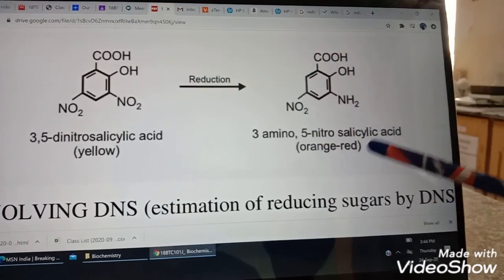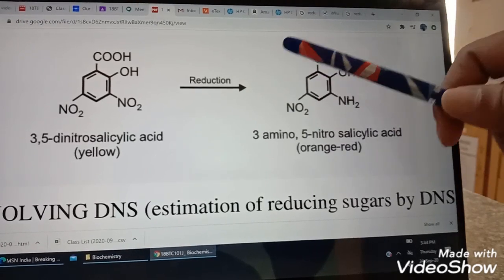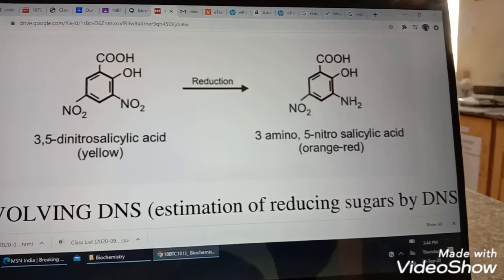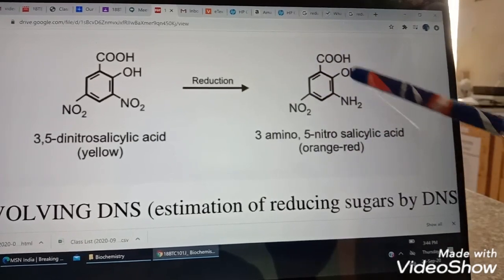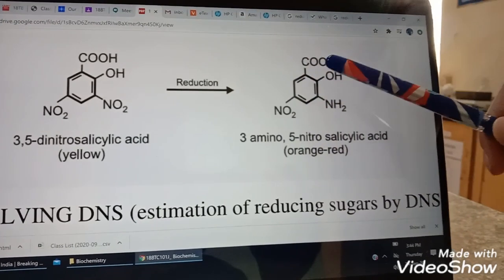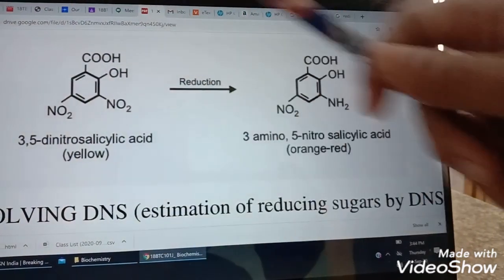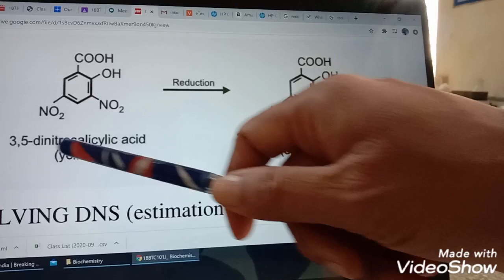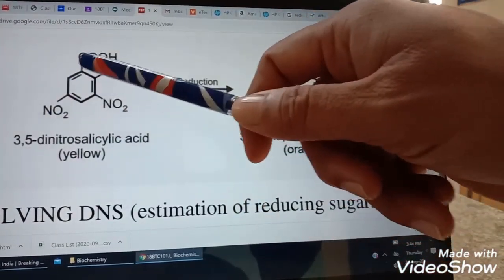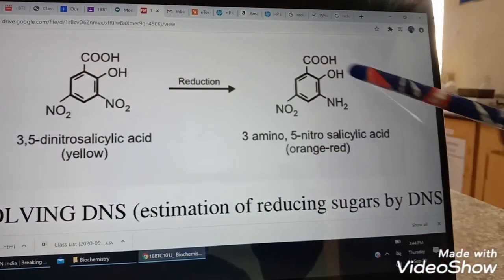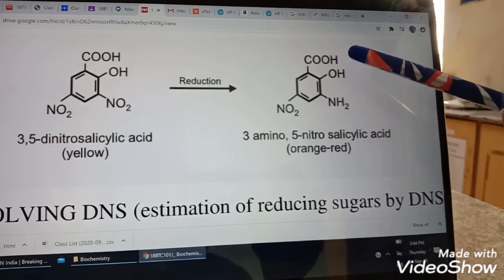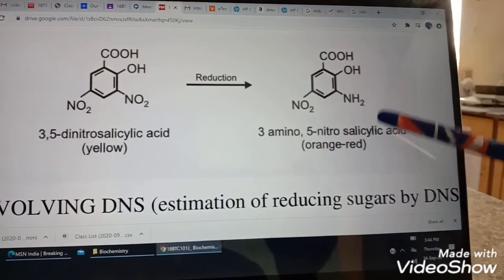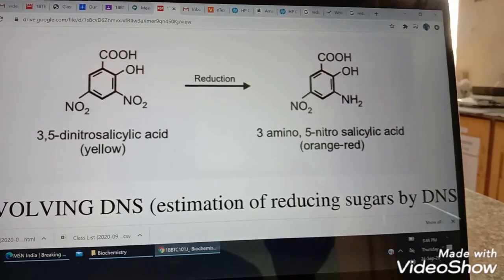If there is more orange red color in your solution, it represents that the amount of glucose present in your sample is very high. If there is less orange red color, it represents less glucose. Why? Because the 3,5-dinitrosalicylic acid, DNS, is not receiving H plus ion, so it is not reduced into the orange red color. So this can be quantified, and after quantification you can measure the amount of glucose present in your blood.